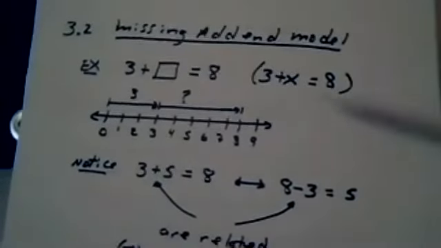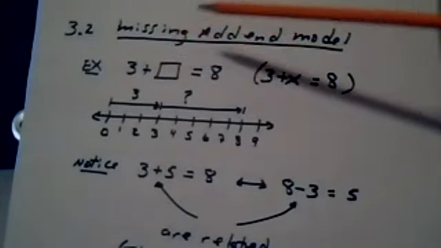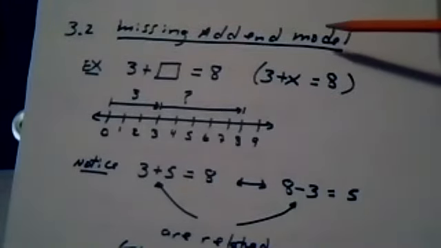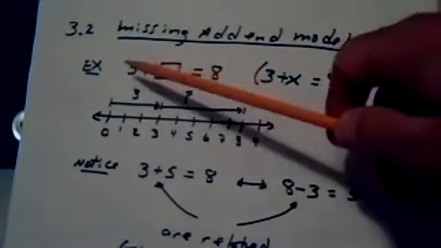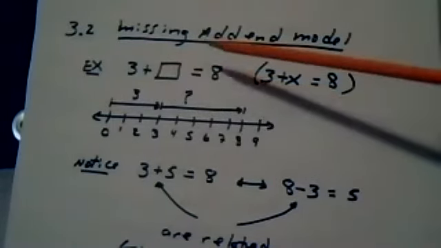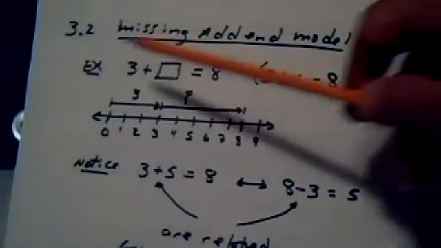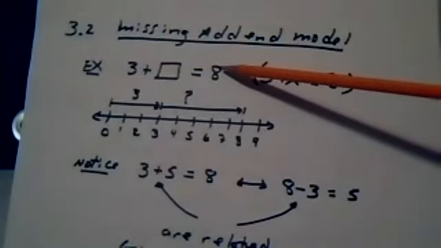We also could illustrate by using the missing addend model. Say, what in the world is that? Well, remember, an addend are the numbers you're adding. So the 3 is an addend. What goes here is an addend. This was called the sum. So the addends, the things you're adding, the numbers you're adding, and the result is a sum.